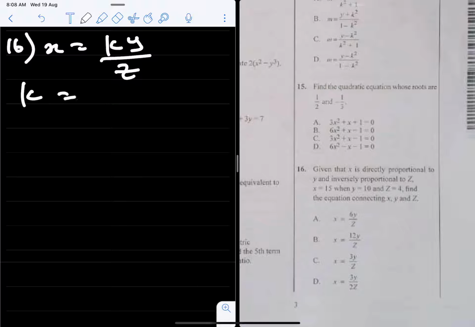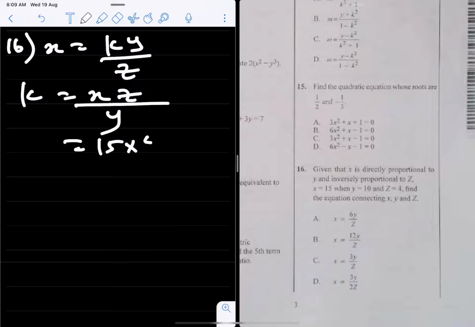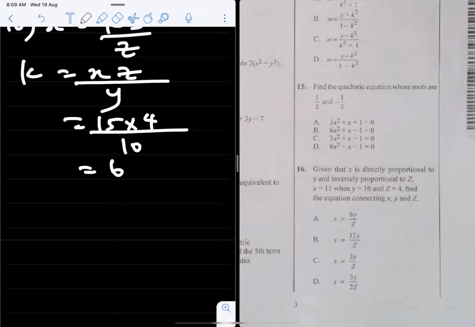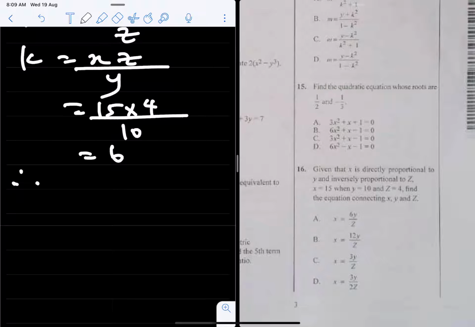This means k equals xz over y, which simply means 15 times z, which is 4, over y, which is 10, and that's 6. Therefore, the equation connecting x, y, and z will be x equals ky over z, which means x equals 6y over z. The correct option is A.